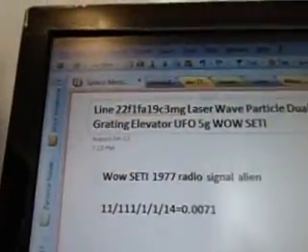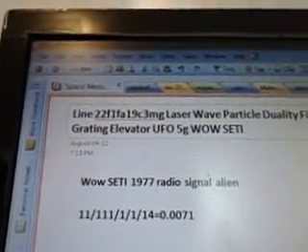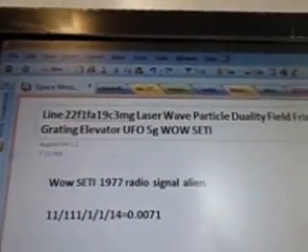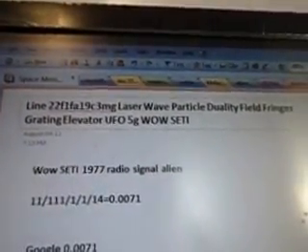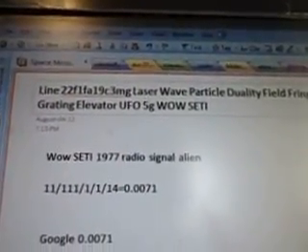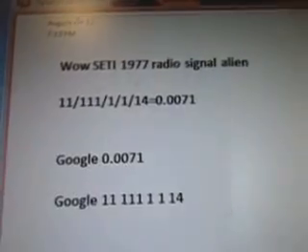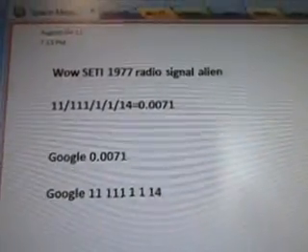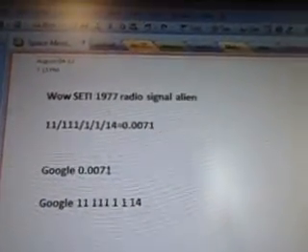Another Wow video here, part 284C3mg, and it's line 22f1fa19c3mg: laser, wave-particle duality, field fringes, grating, elevator, UFO, 5G, Wow Seti. So there's the alien radio signal. This is going to be laser beam ideas for the space elevator and UFO spaceship.